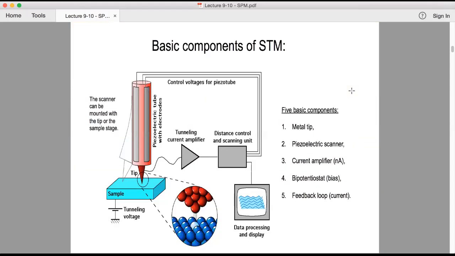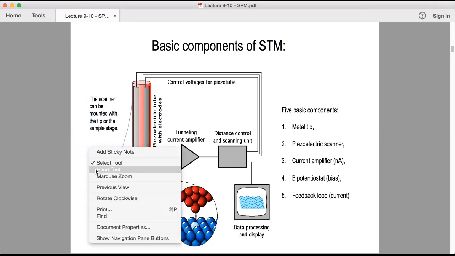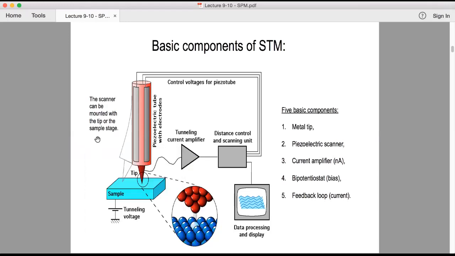Right, so how does this STM work? What are the basic components of a scanning tunneling microscope? Here we have a scanner that can be mounted with a tip or the sample stage.